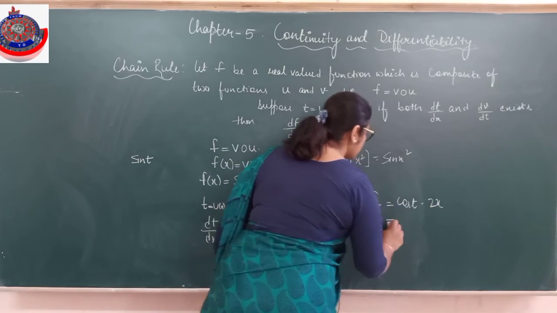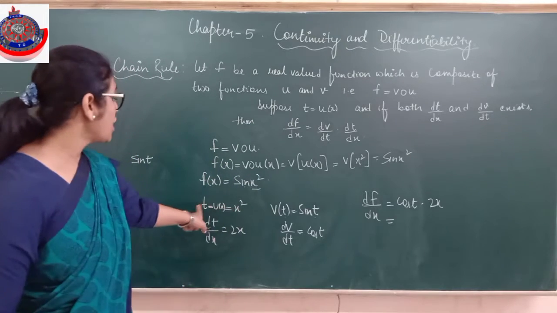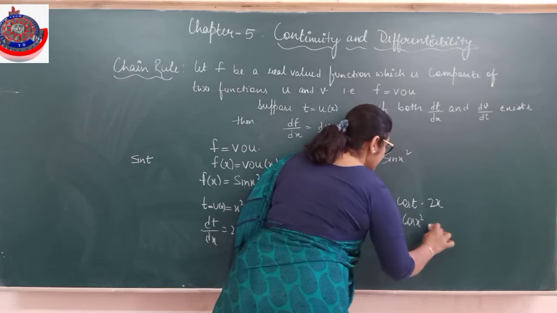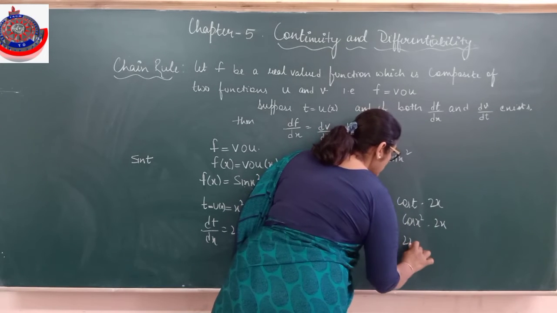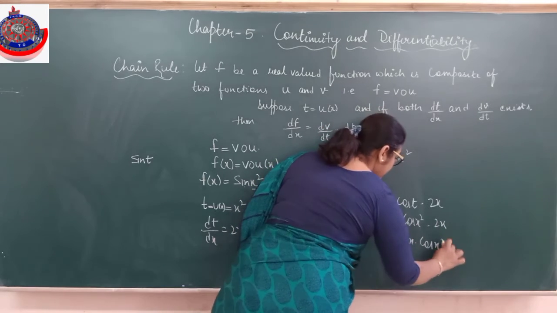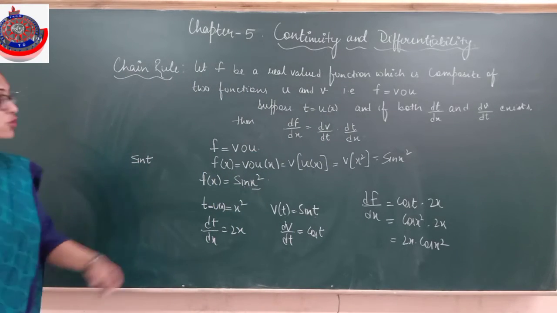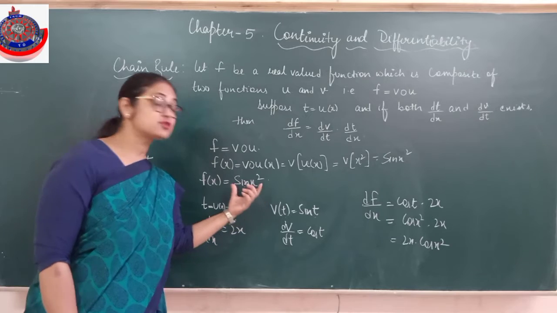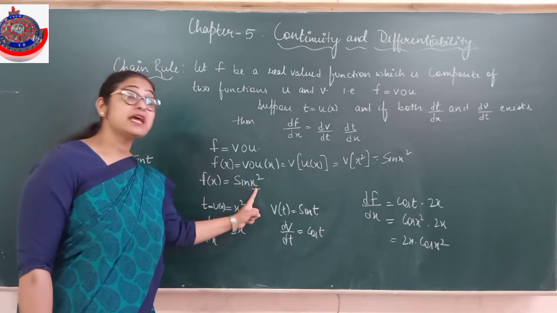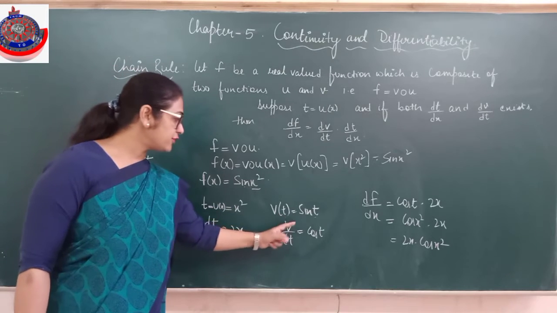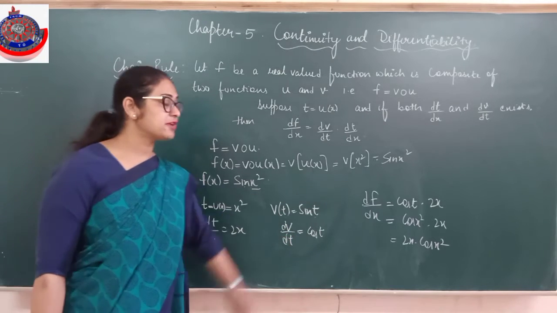Put the value of t because when we started the question there was no t. What is the value of t? X square. So it is cos x square into 2x. So my answer is 2x into cos x square. Alright, so if it is a composition of more than one function, means two functions are there, I'll assume that what is the problem area, like x square, as another function, it has become v of t, differentiate both and then multiply, you get df upon dx.